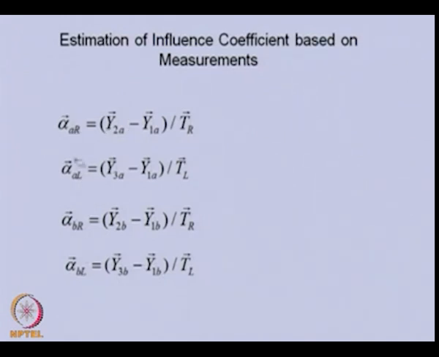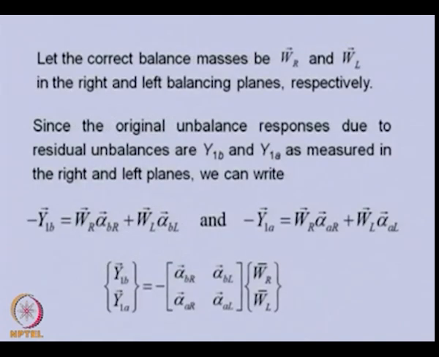These influence coefficients we are now obtaining through measurements, by measuring the displacement and its phase, and the trial masses we know. So this is the first step in the influence coefficient method, that we need to estimate the influence coefficients through vibration measurement itself. Once we have got this, we can obtain the correction mass in two planes.